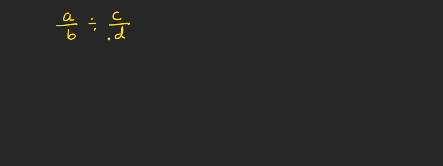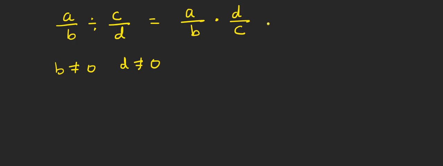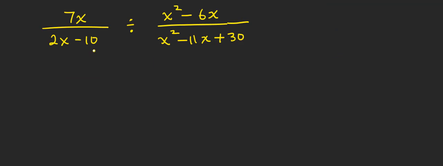And what do you do when you divide fractions? It's a over b divided by c over d. Well, first, we know that b cannot equal 0, and d cannot equal 0. And when you divide fractions, if you recall, you have to multiply by the reciprocal of c over d, which is d over c. And you end up getting a times d over b times c. Let's divide these two rational expressions.